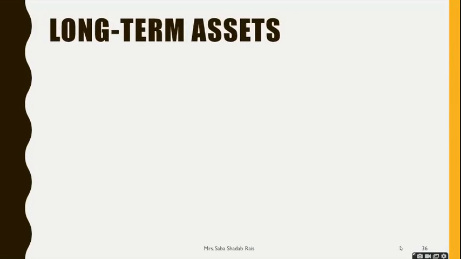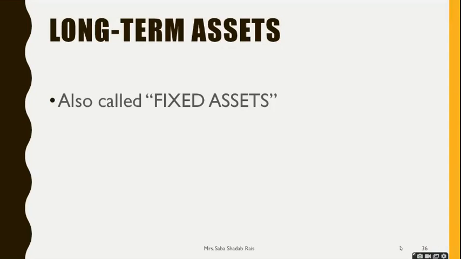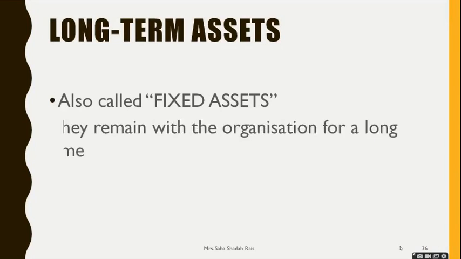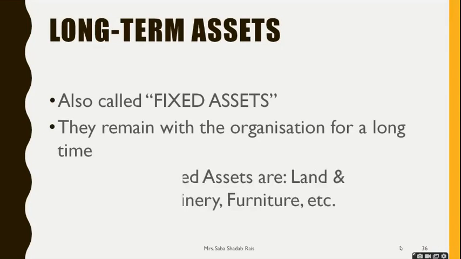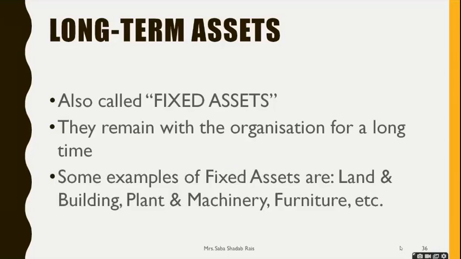Let us discuss the types of assets in detail. First, we'll talk about the long-term assets. As I told you, long-term assets are also called fixed assets. They remain with the organization for a long time. That's why we call them long-term assets. Some examples of fixed assets are land, the building, and plant and machinery.